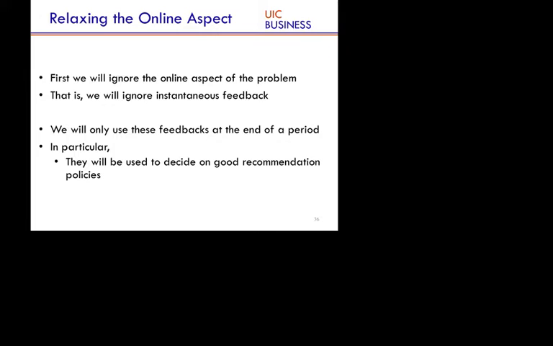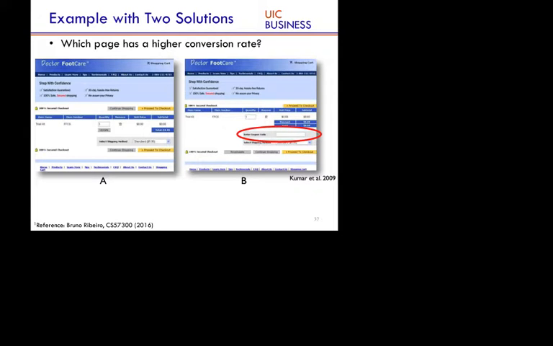Okay, we're going to look at A/B testing. We'll ignore the online aspect of the problem, which means we'll ignore the instantaneous feedback that we're getting. We'll collect a bunch of feedback. In particular, what we'll try to do is decide on good recommendation policies, or some good options for what I need to do in the next period. Let's start with a very simple example.